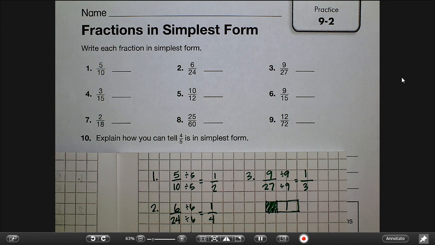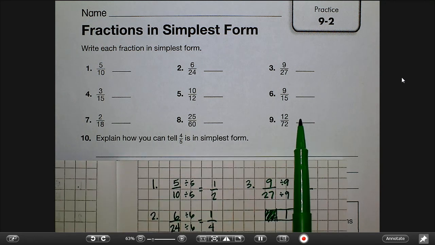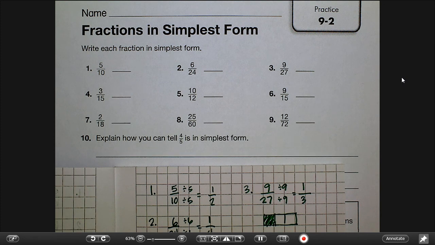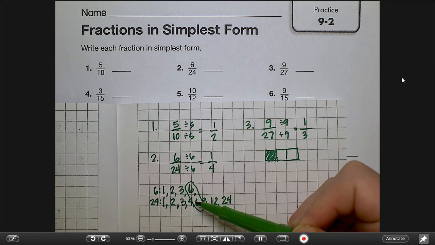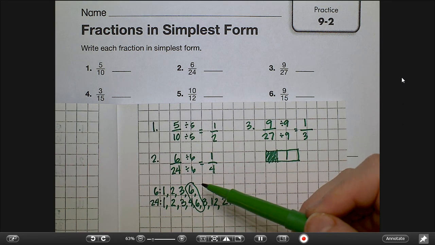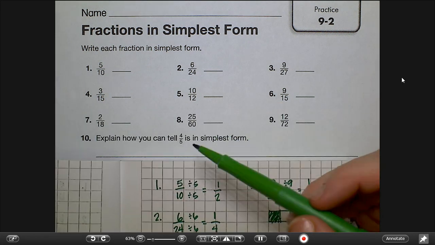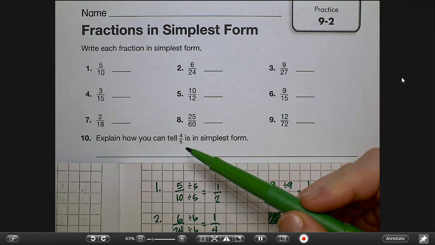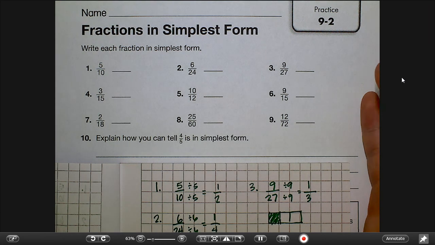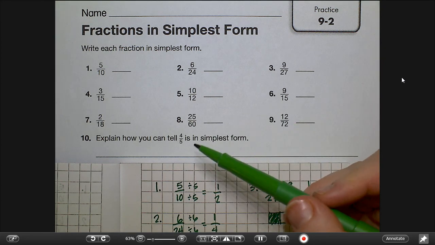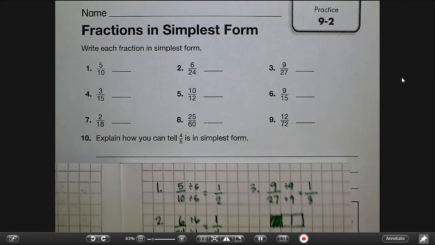You can practice the rest of these by yourself, numbers 4 through 9. And let's do number 10 together. Or let's talk about it at least. Explain how you can tell that 4/5 is in its simplest form. Well, let's go back to these factors, how we wrote the factors here. There have to be factors in common in order for you to simplify that fraction. 4 and 5 don't have any factors in common other than 1, and 1 won't make a difference because dividing something by 1 gives you that same number again. Okay, so they don't have any common factors. That's how you know that it's simplest form.